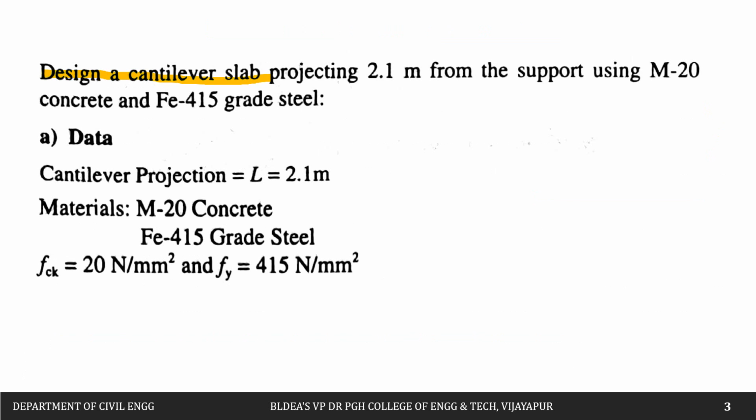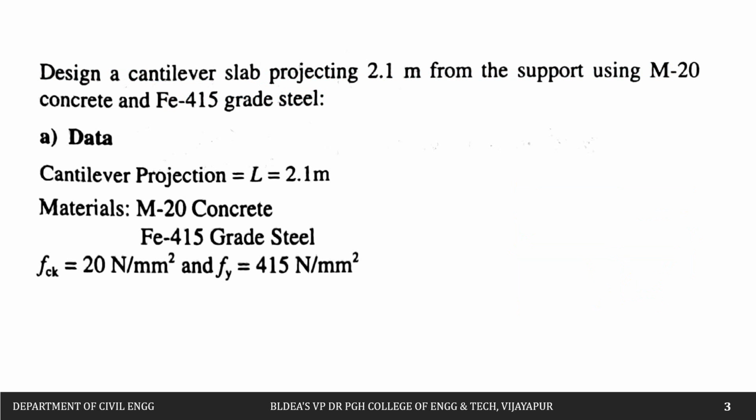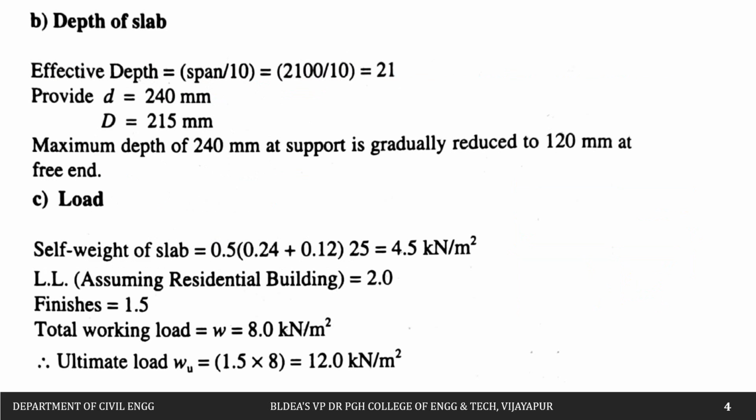Design a cantilever slab projecting 2.1 meters from the support using M20 and Fe415 steel. So we are going to have one cantilever slab projecting up to a distance of 2.1 meters. The cantilever projection is 2.1 meters, with M20 grade of concrete and Fe415 steel. So let us try to solve the problem.